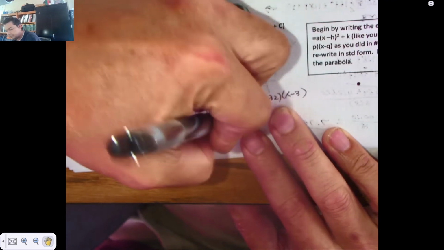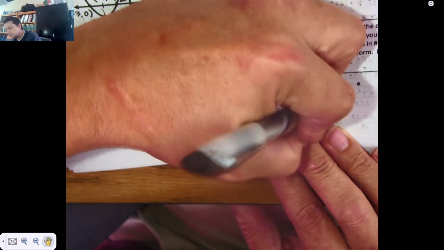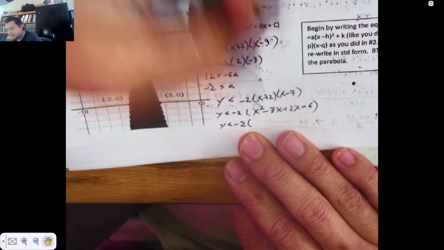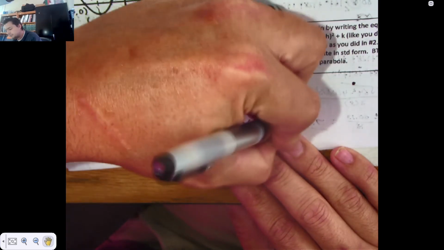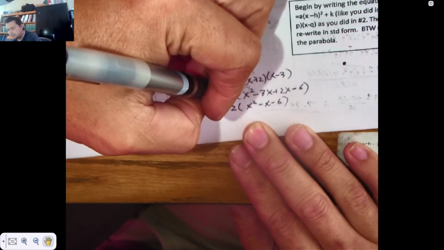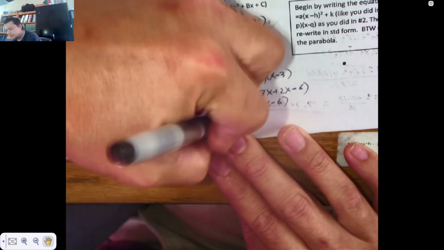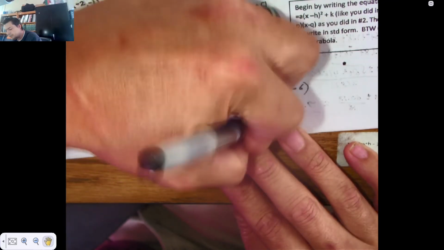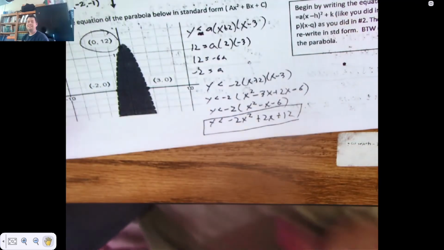And if the good Lord saw this, he would FOIL it out. X times x is x squared. X times negative 3 is minus 3x. 2 times x is plus 2x. 2 times negative 3 is minus 6. Little cleanup operation. We'll have x squared minus x minus 6. Distribute my negative 2 in now. Y is less than negative 2x squared plus 2x plus 12. There she is in standard form.